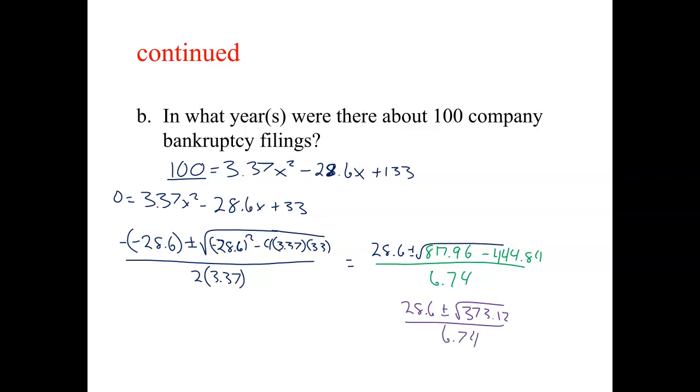Okay, now it gets pretty easy at this part. We don't have to worry too much, but you need to solve for both of these. So you need to do the plus and you need to do the minus. So you need to do your 28.6 plus the square root of 373.12, over 6.74, round to the nearest tenth, and do the same thing, but minus. And then we'll talk about those answers, and then we'll be done.